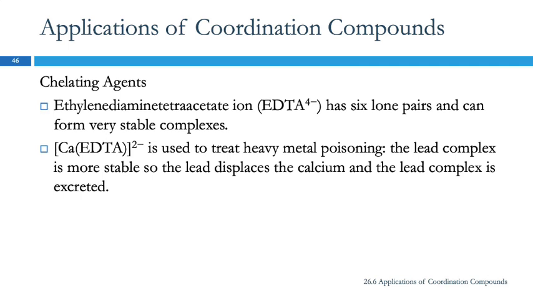So lead poisoning, you've got lead ions in your blood, in your body, and this is not good. They can give you calcium EDTA. The calcium and EDTA don't complex very strongly. The lead complexes more strongly with the EDTA, so when the calcium EDTA encounters lead, the lead kicks the calcium out and takes its place.